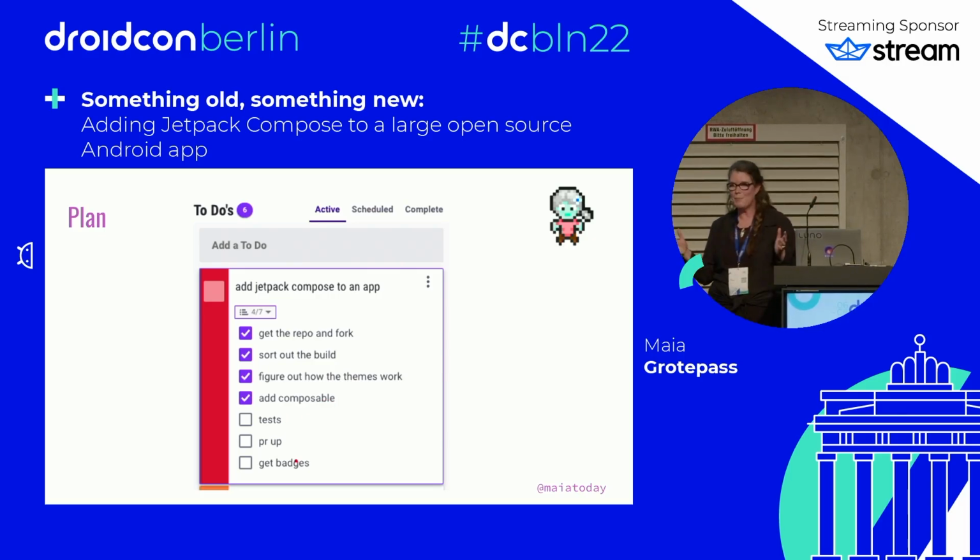Now, anybody who's done any planning in any project knows that these checkboxes are not all the same size, right? I mean, getting the repo and forking, that's pretty quick. But add a composable, maybe that's not going to be that easy. Testing, don't know. So it's a plan at least. I've got something to start with.